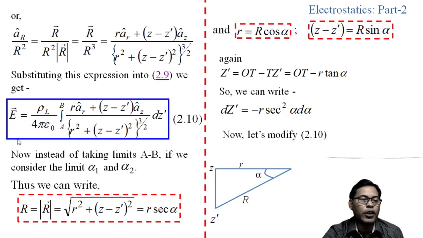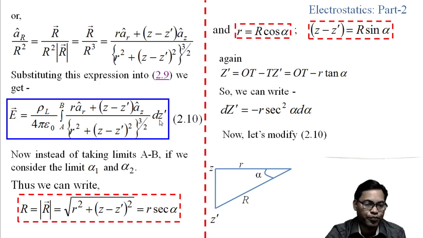So ultimately what we are getting is E equals rho l by 4 pi epsilon naught. All these terms are constant, so this is taken outside the integration. Integration from a to b of r ar plus z minus z prime az divided by r square plus z minus z prime square whole to the power 3 by 2, dz prime. Now instead of considering the limit a to b, if we consider the limits alpha 1 and alpha 2, what will happen, that we are going to see.